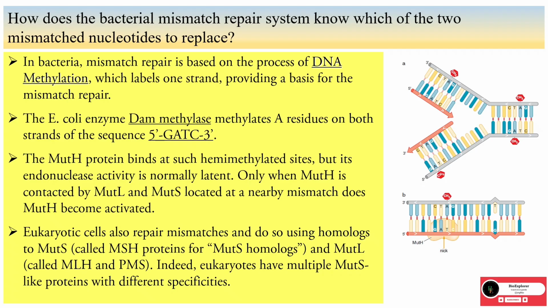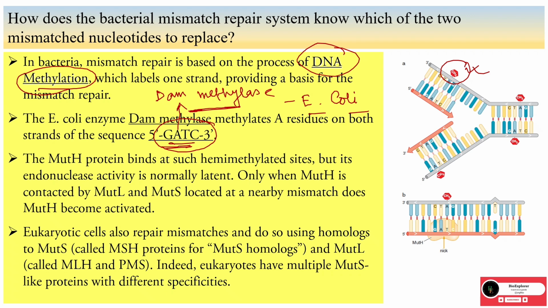So the question is now, how does the bacterial mismatch repair system know which of the two mismatched nucleotides to replace? In bacteria, mismatch repair is based on the process of DNA methylation, which labels one strand. The E. coli enzyme Dam methylase methylates only the adenine residue on both strands of the 5' GATC sequence. So in this GATC sequence, the adenine was methylated by the enzyme Dam methylase.